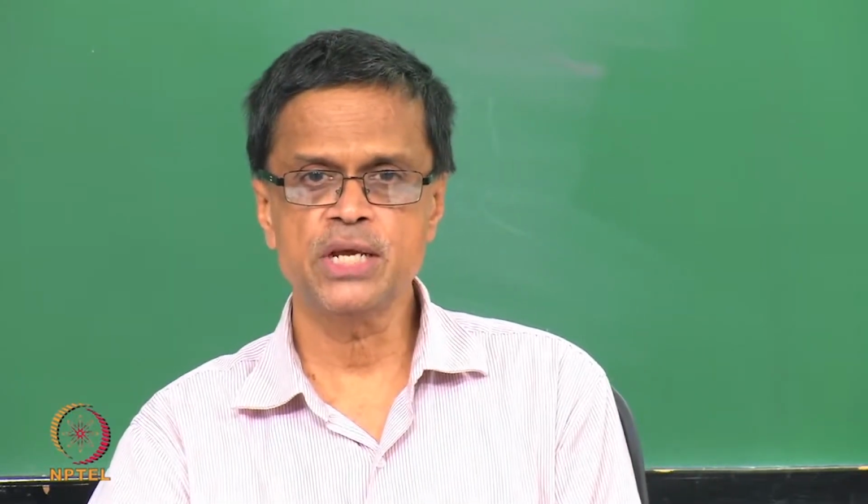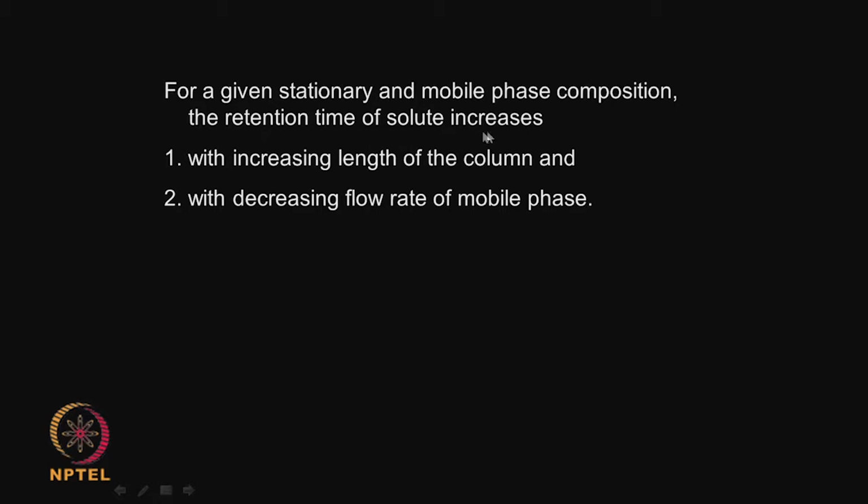For a given stationary and mobile phase composition, the retention time of a solute increases with the increase in length of the column. It is obvious. If I have a very long column, it will take much longer for the solute to come out, and also with decreasing flow rate of the mobile phase. So, if I decrease the flow rate, it will take much longer time. If I increase the length, it will take much longer time.